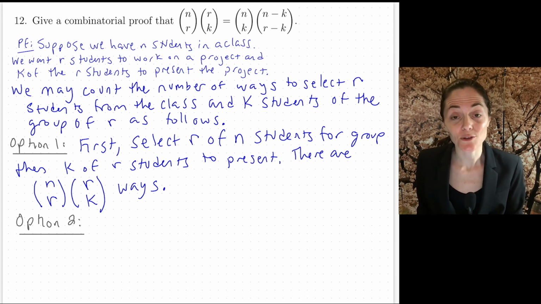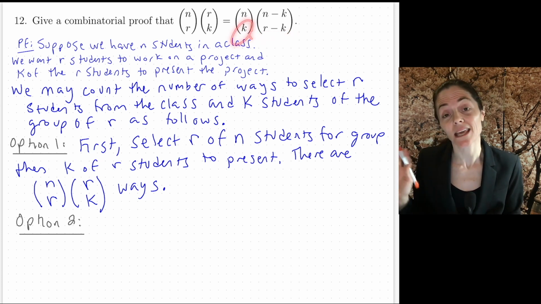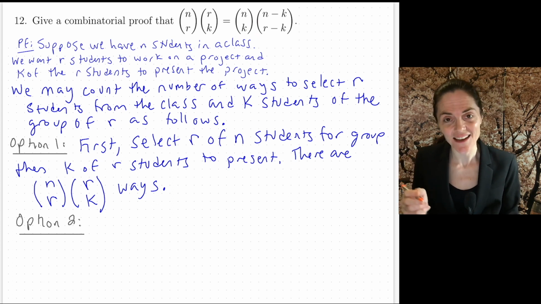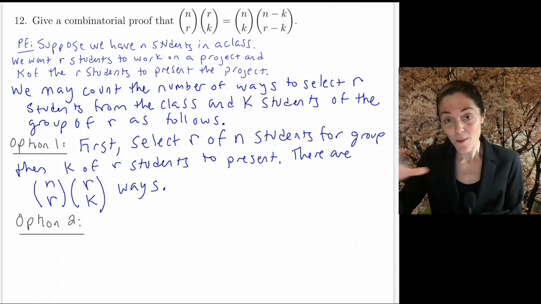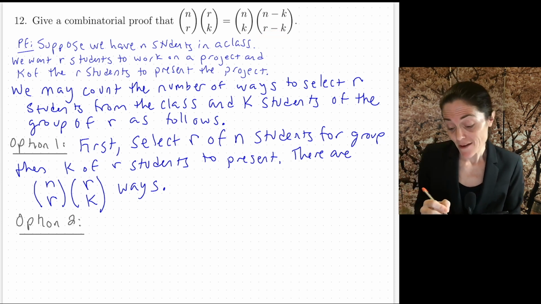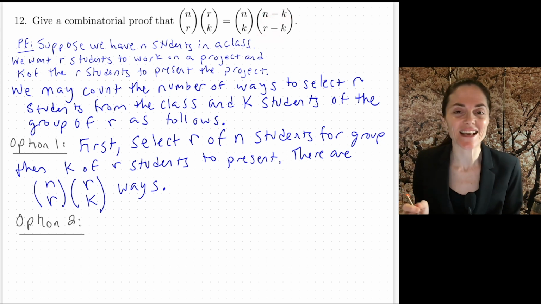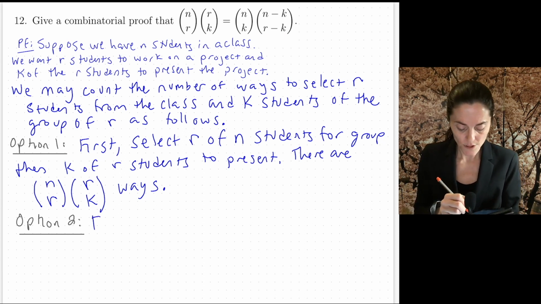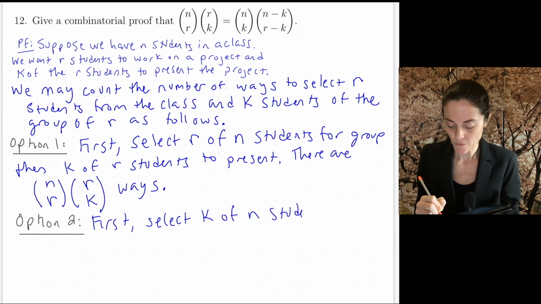Now for option 2. Well, if you look at the right-hand side, this says, first you choose the k students to be presenters. And then, well, you see we need r minus k more students to make up the group working on the project. So out of the remaining n minus k students, we fill out the rest of the group by choosing r minus k. Well, that's the idea. Let's just write this down. So first, we select the k of n students to be presenters.